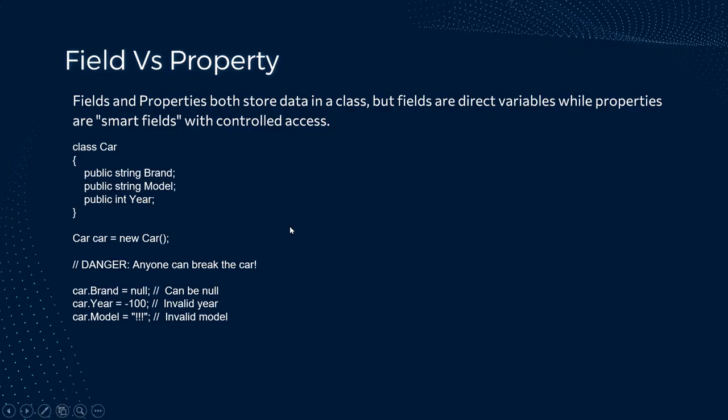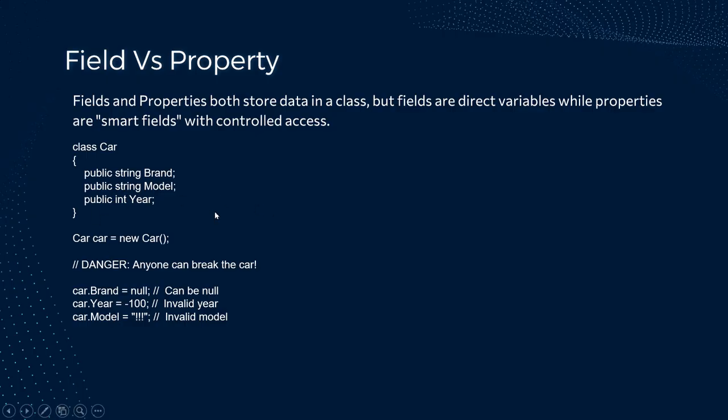If you look at this car example, we have three fields: public string brand, public string model, and public int year. All these are public, so we can access them directly, right? Here you can see car equals new car, and brand is set to null. Even the year you can set negative, or the model you can set anything. These are all invalid data, and this is possible because you are directly working with the field.